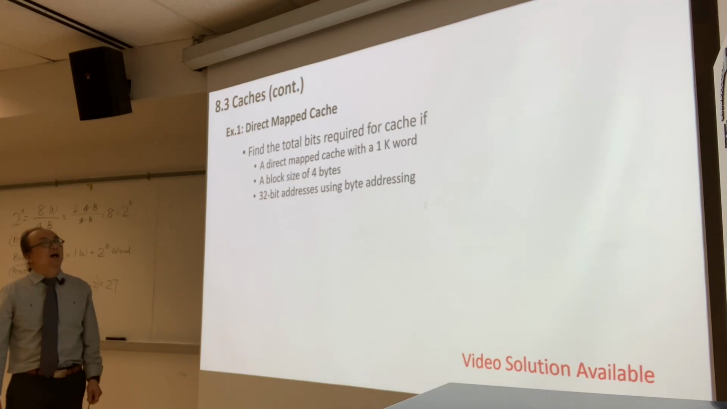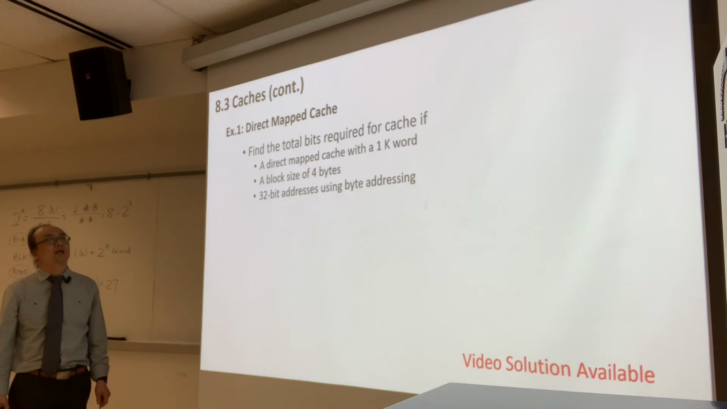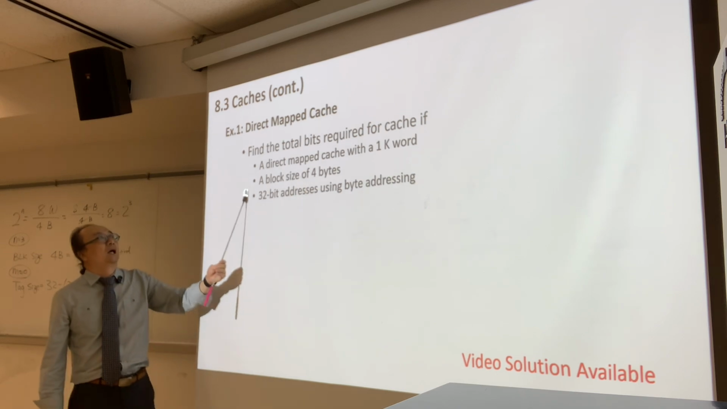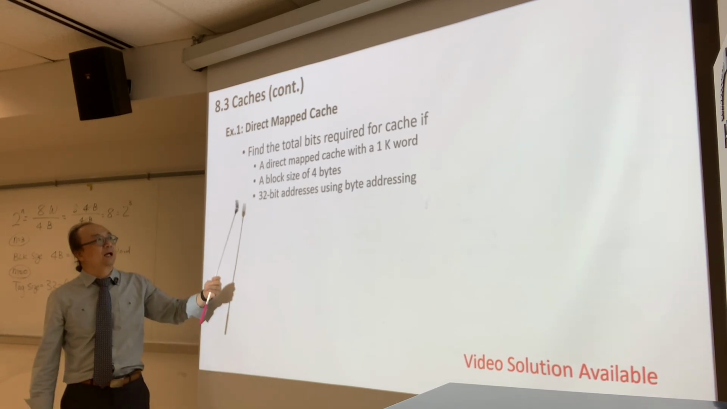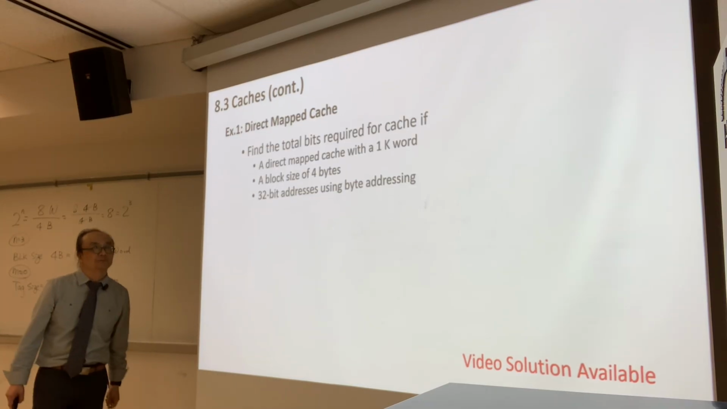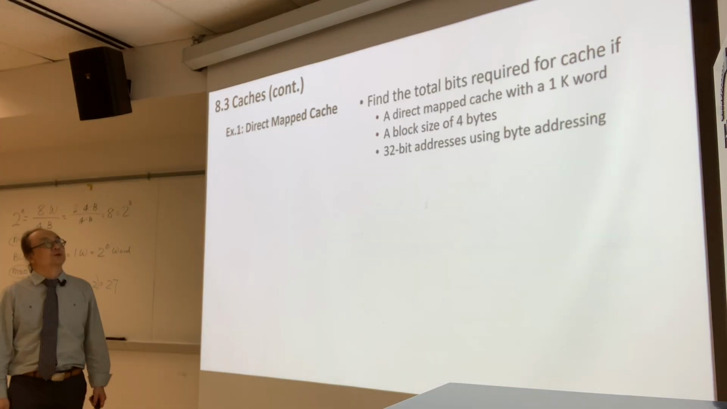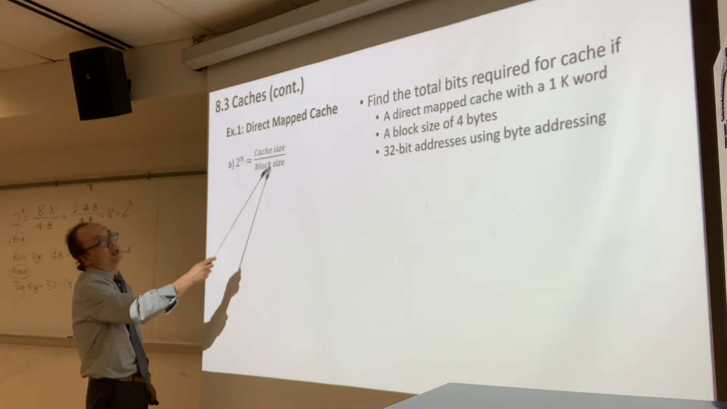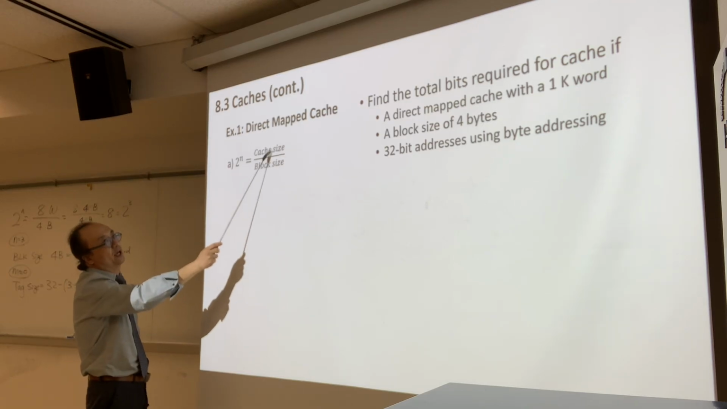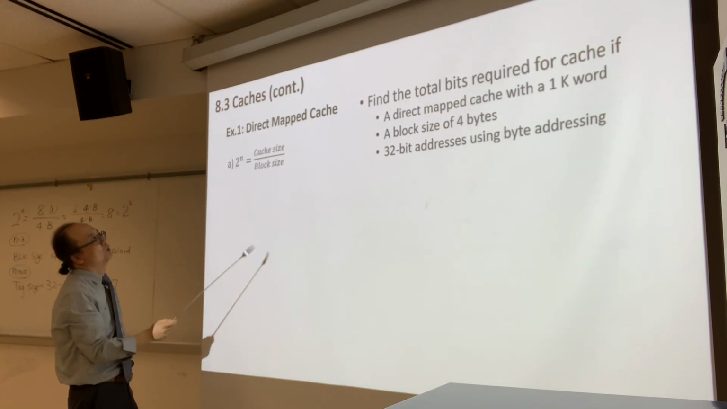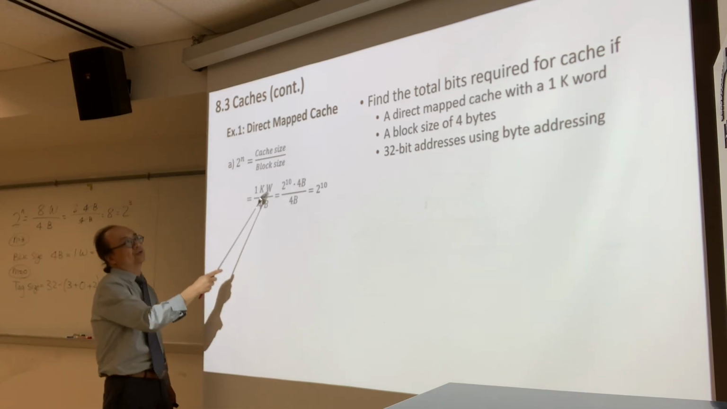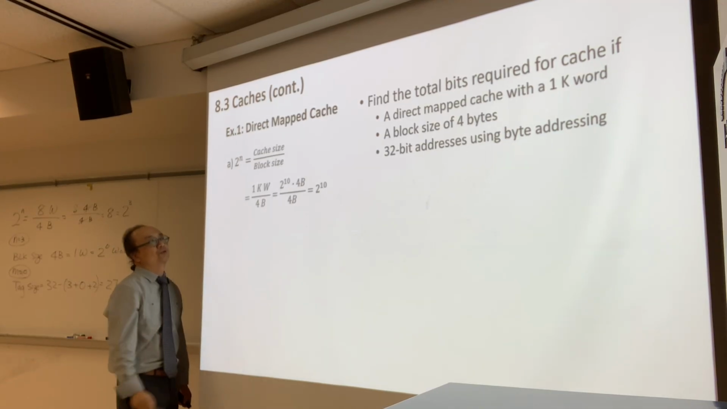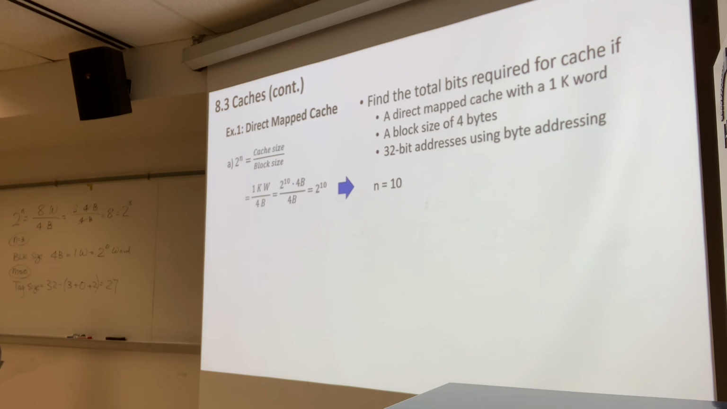So let's do this. Find the total bits required for a direct map cache with 1 kiloword, a block size of 4 bytes, and 32-bit addresses. And we're using byte addressing. So the first thing we need to do is 2 to the n equals cache size over block size. What's the cache size? 1K word, block size 4 bytes, and the word we want to change to byte, which is 4 byte. 4 by 4 byte cancel, 2 to the power of 10. Therefore, n equals 10.